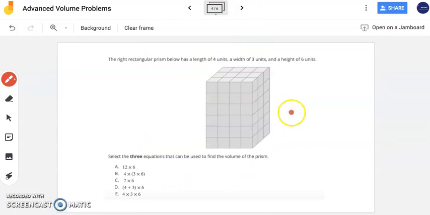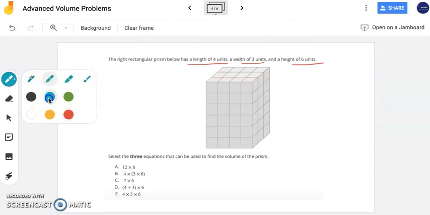Now for this next one here, it says the right rectangular prism below has a length of 4 units, a width of 3 units, and a height of 6. Select the 3 equations that can be used to find the volume of the prism. Now, by looking at the answers, I actually don't even need to multiply because they don't want all of those. They don't need the final volume value. They just want to determine a correct equation.